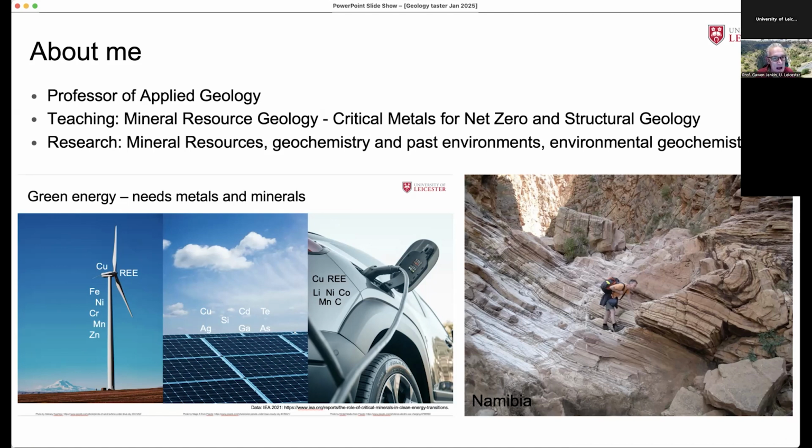And then in terms of research, again, I work on mineral resources, not just how to find them, but also how to extract the metals more sustainably. I'm a geochemist by background, and I've done work on the geochemistry of past environments, and that's one of the things I'll talk about in a minute, and also environmental geochemistry and how we affect the environment, the chemistry, and how we may be releasing toxic metals and things into the environment, and again how we can remediate those.